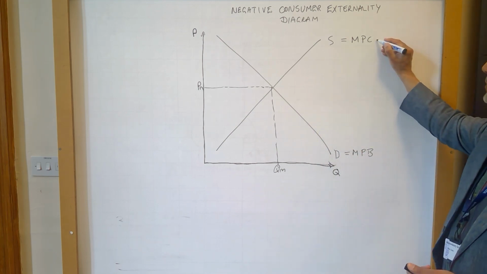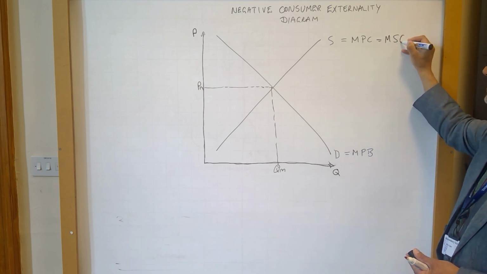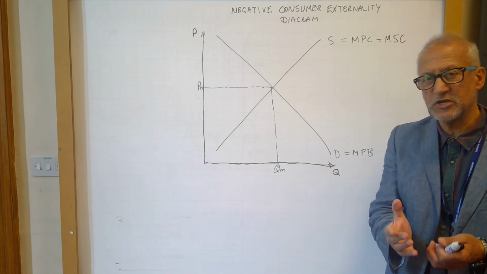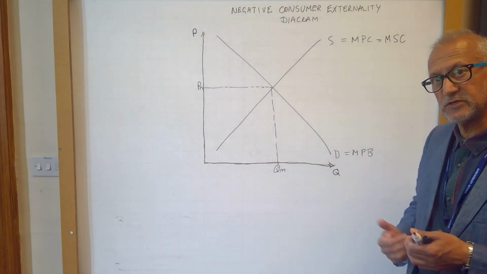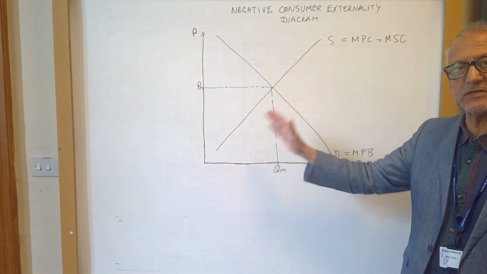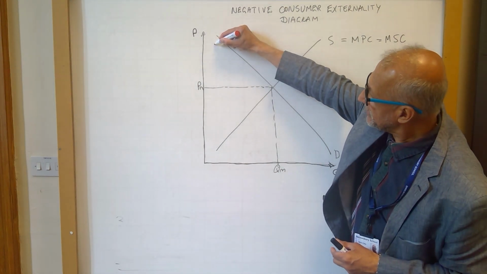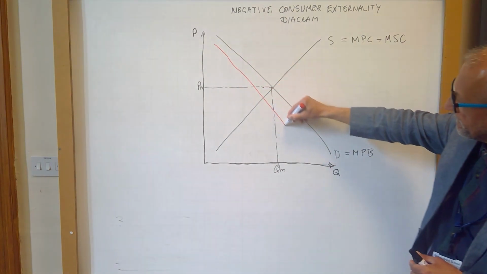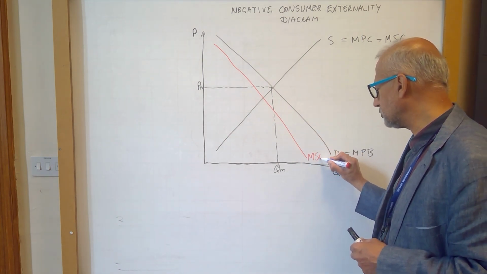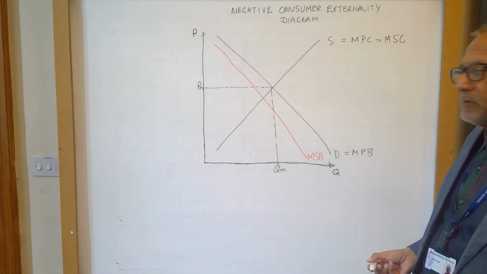So in this case, we'll say that the marginal private cost is equal to the marginal social cost. Okay, so the benefit to society is less than the benefit to the individual. Therefore, with a demand curve, if something is less, something decreases, it goes to the left, doesn't it? Therefore, let's draw in the marginal social benefit curve. Now we have a new equilibrium.